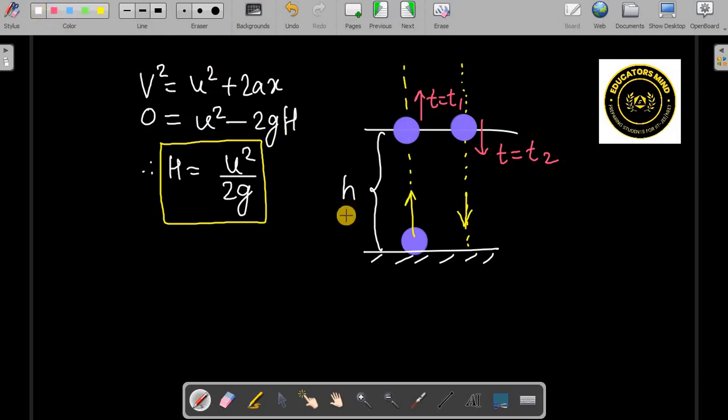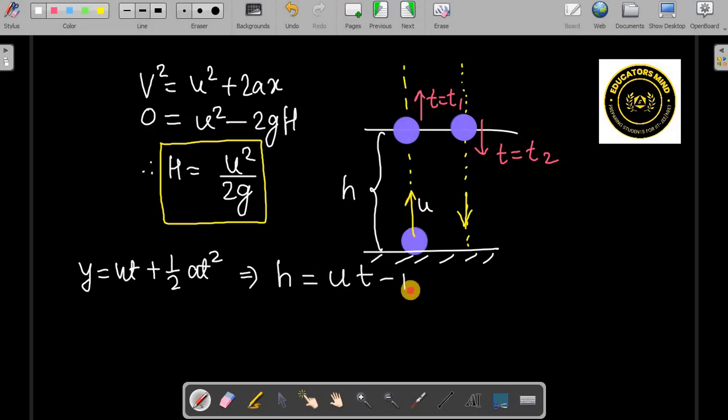So to calculate this, you can use y is equal to ut plus half at square. This equation you can use when you put y is equal to h. Okay, u is the initial velocity, so h equals ut minus half g t square. From here you try to solve for t, right? So what do you get?